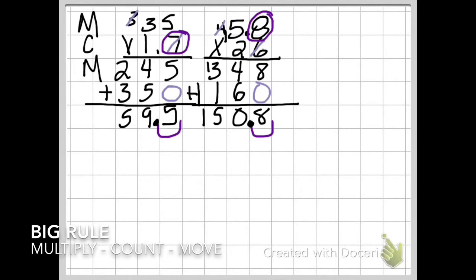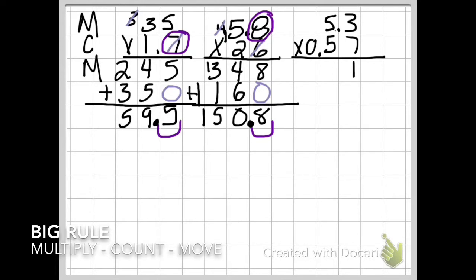All right. What if I had something where there were, I don't know, maybe 3 digits to the right of a decimal point? Maybe I had 5 3/10 times 0 and 57/100. All right, well, I'm still going to follow that same rule of multiply, count, and move.